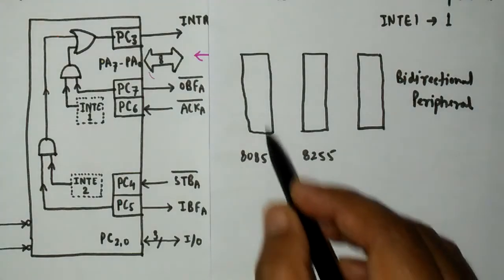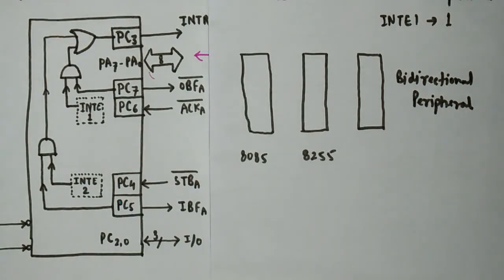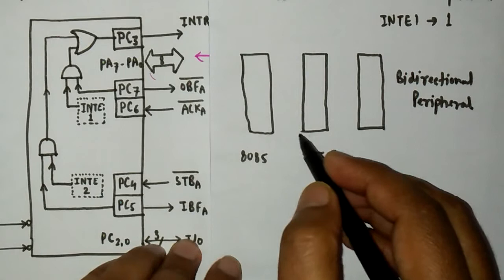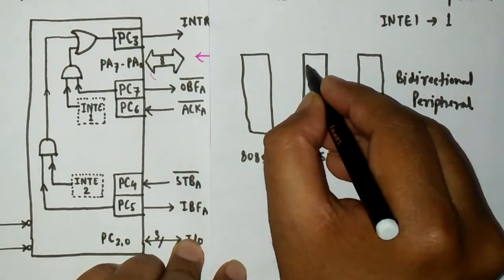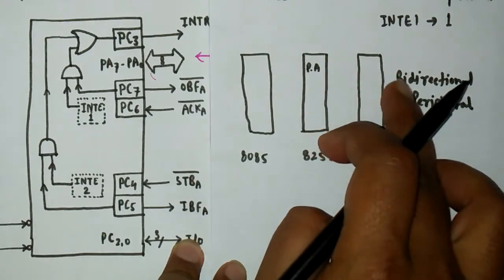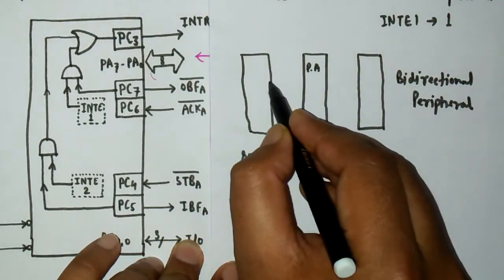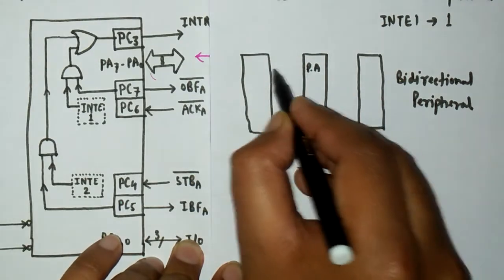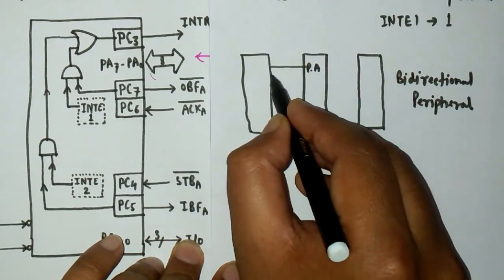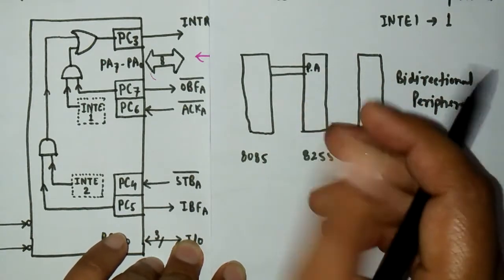So again I have made the 8085 microprocessor, the 8255 and a bidirectional peripheral device. In this case, as we are going to configure port A as an output port, data will be given to the bidirectional peripheral by the 8255. First of all, the 8085 will write the data to port A. Remember the sequence, I just want you to understand the sequence here.